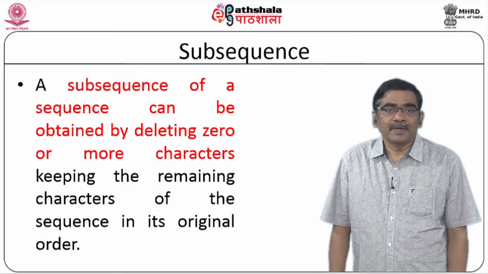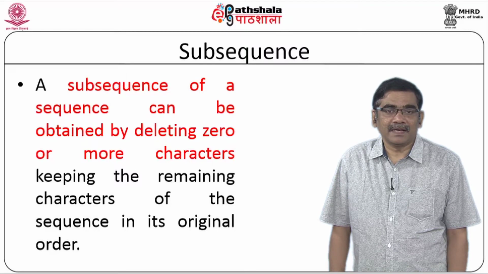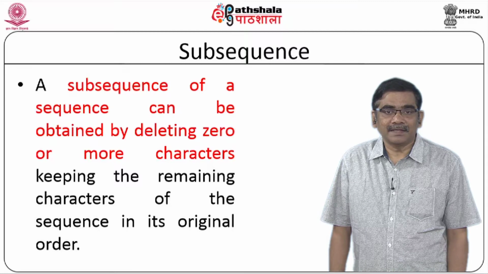In other words, by deleting 0 or more characters, we can find a subsequence of the sequence. If I delete all the characters, then we have a string called the null string, which is given as epsilon. In other words, we have to feel comfortable with the jargon: a string is a set of characters, and a subsequence is the subset of characters obtained by deleting 0 or more characters in the string.